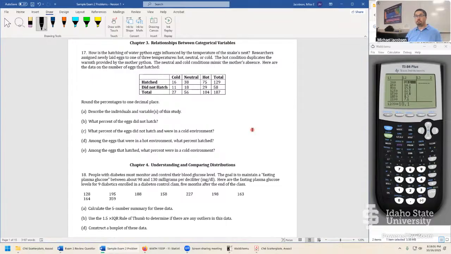Is there going to be a chapter 3 question on the exam? Yeah, there will be. Sounds like that's probably a good next one to go for. Should we try this one out? Okay, let's give this one a try.